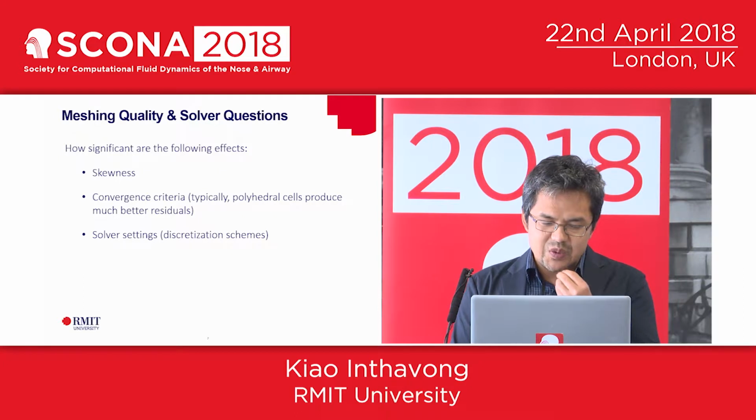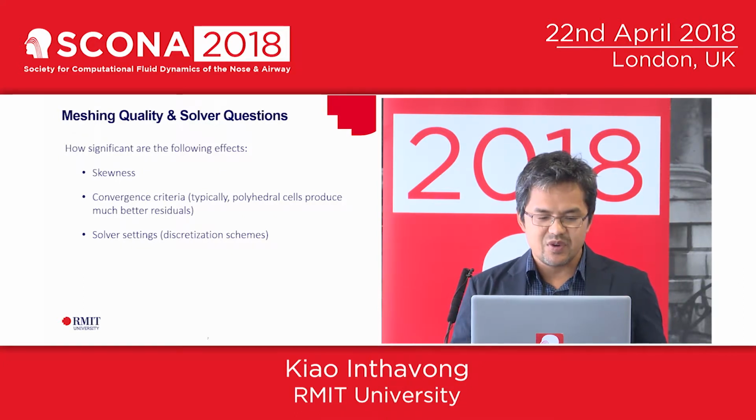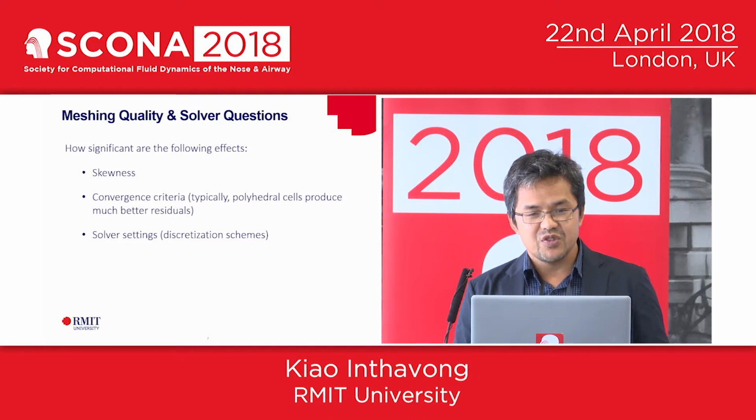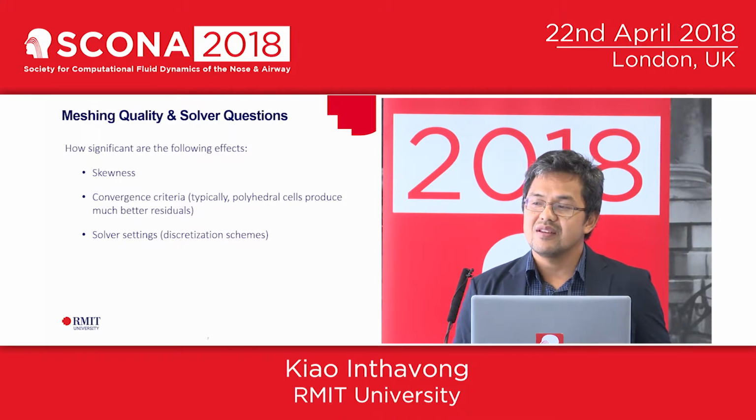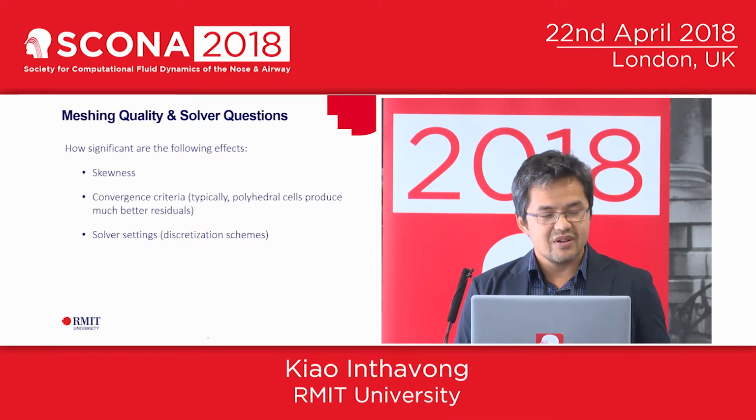Okay, so I guess the questions we want to ask in these kinds of priorities and issues is, how significant are the effects of skewness, and can we quantify or report our level of skewness? If there's just one bad cell, I think it may not affect the overall flow behavior, but if there's a region of really poor cells, then perhaps it will. So polyhedral cells are relatively new.